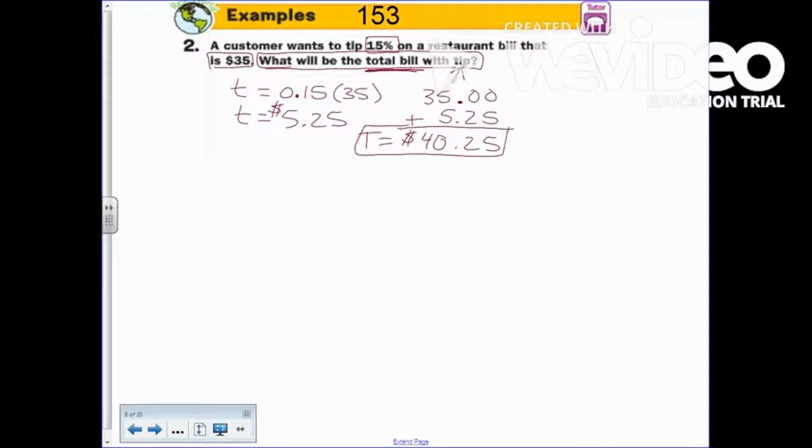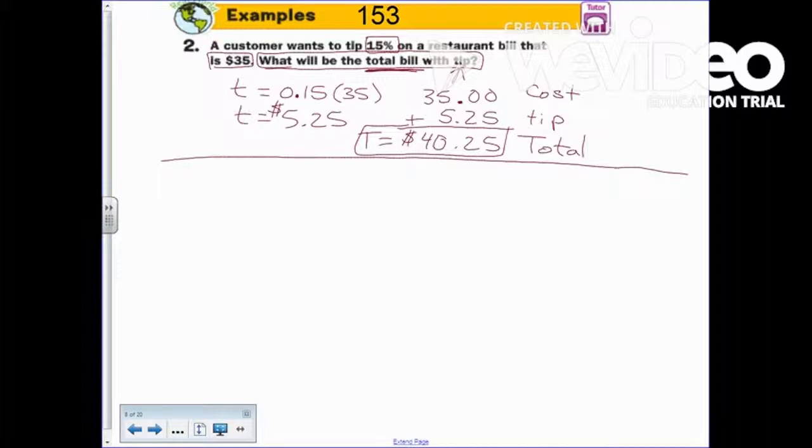So the cost of the meal was $35. The tip was $5.25. The total cost was $40.25. So cost, tip, total. And that's what you would do in a restaurant to get your tip and total.